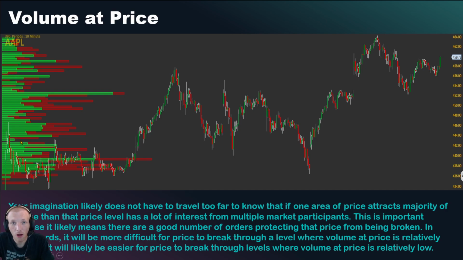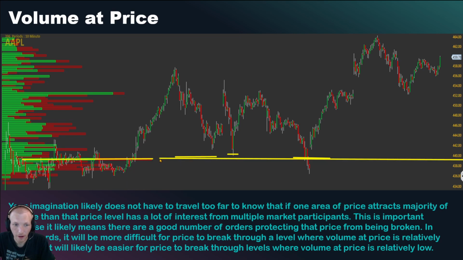The green is all of the buyers, the red is all of the sellers. And depending on how big the volume bar at the price level is, the more important that price level is. So for an example, we see this very long volume at price bar right here. And you could see price pretty much bounced right off of that area, and it did sink through it a little bit, but then rebounded up at this 440 level. So that's telling me that that is an important level.